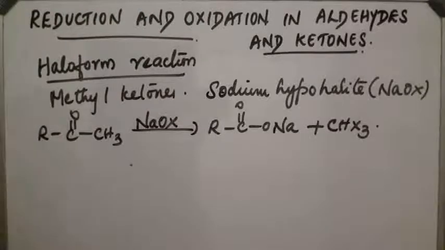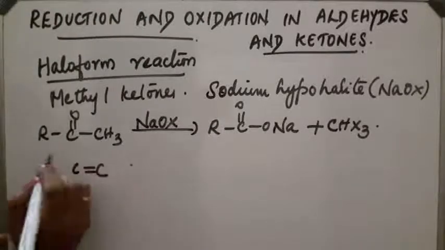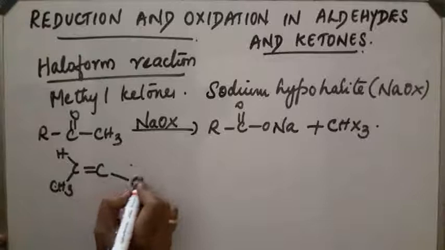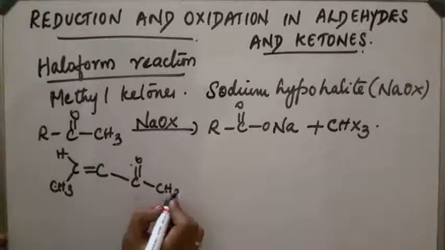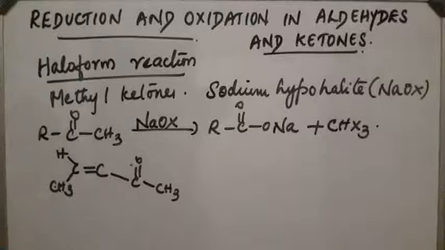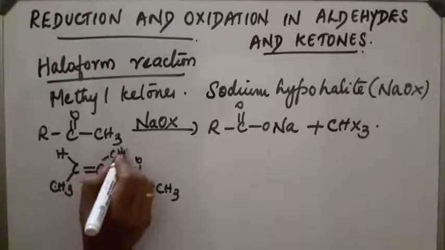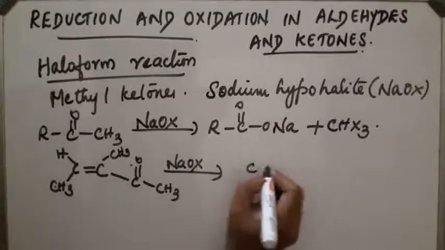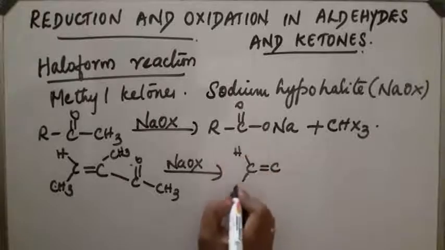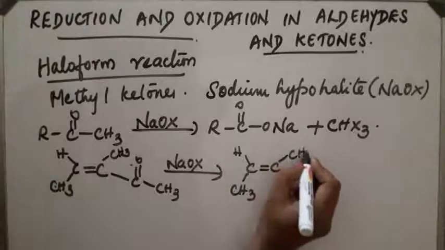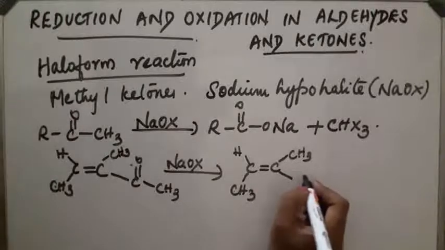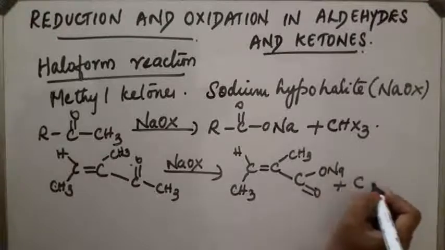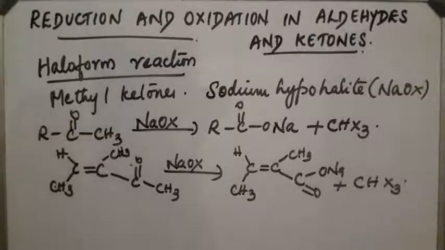Let us see one reaction which contains a C double bond C group. H, CH3, C double bond, then C double bond O, CH3. This part will not affect the reaction, only one CH3 does. Now, reaction with NaOX, what will happen? We get the C double bond C compound, CH3, CH3, then the COONa salt plus CHX3. This will be the reaction.